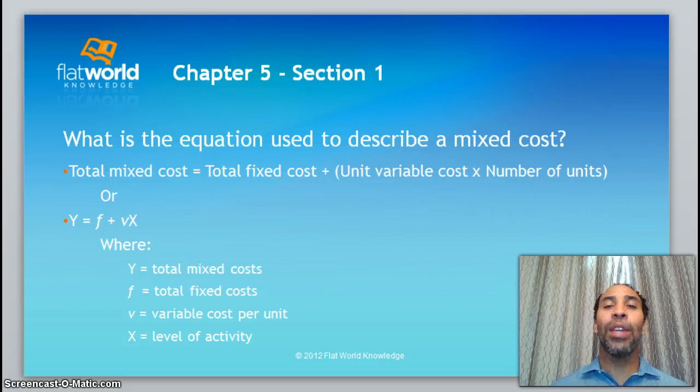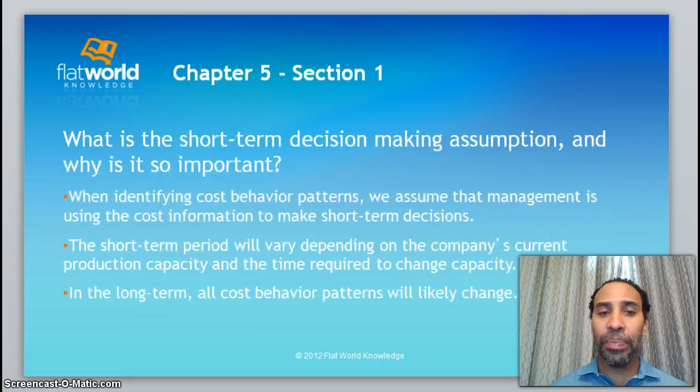When we get this equation for bikes, tables, computers, whatever, we simply put the number of units in the equation, and then we come out with our number every time. So this is how it's utilized. Y equals f plus vx. Write that down somewhere. You'll definitely need it. Where capital Y equals total mixed costs, lowercase f equals total fixed costs, lowercase v is variable cost per unit, and x is the level of activity. How many bikes, how many tables, how many this, how many that.